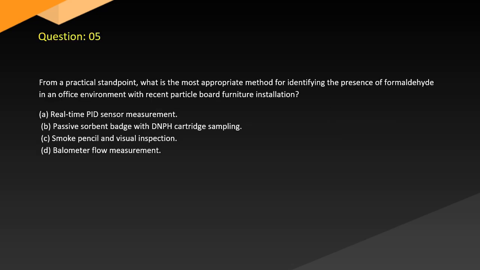Question 5. From a practical standpoint, what is the most appropriate method for identifying the presence of formaldehyde in an office environment with recent particle board furniture installation? A. Real-time PID sensor measurement. B. Passive sorbent badge with DNPH cartridge sampling. C. Smoke pencil and visual inspection. D. Bolometer flow measurement.